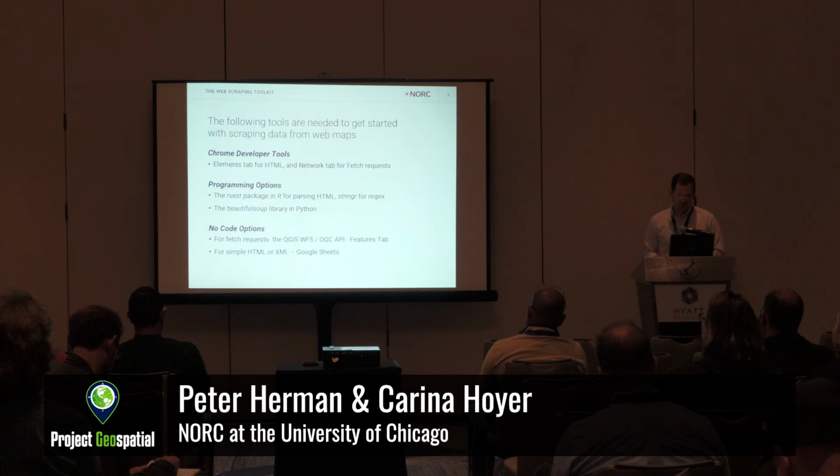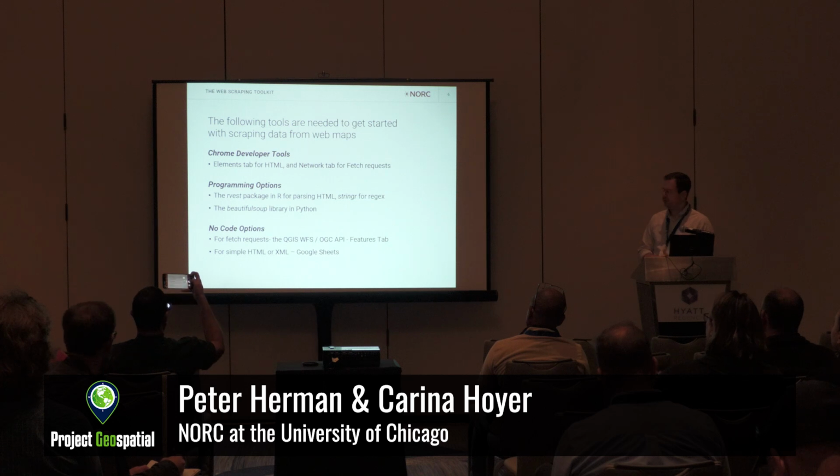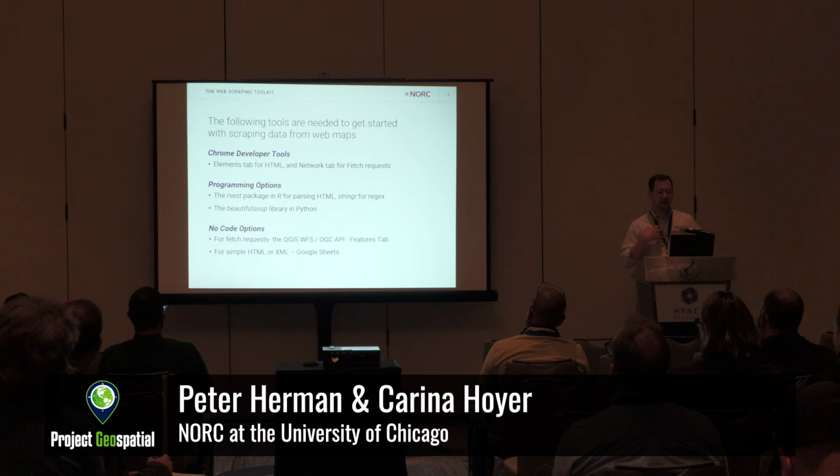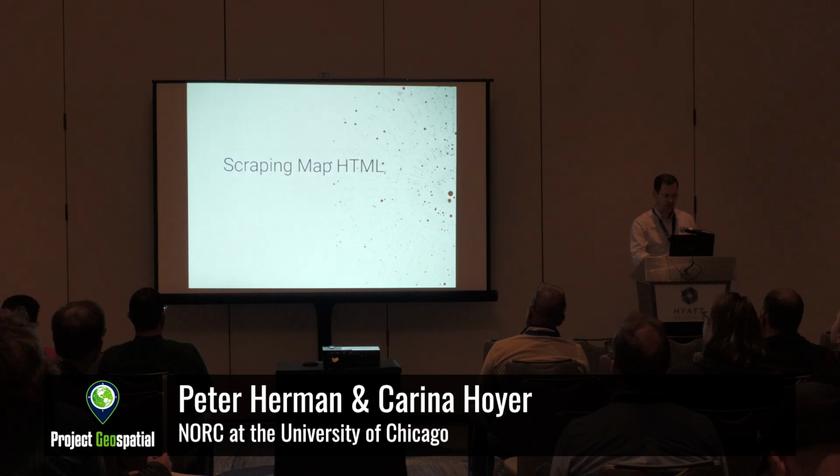So let's just go through the basic toolkit, and we'll show you a lot more about these as we go through our examples here. A basic web mapping toolkit consists of the developer console in your browser first and foremost, and then either a GUI-based, Python, or R-based method for cleaning the scraped data, then making it into the format you want. Again, in this presentation, we're going to show how to do this in R, and then also how to do it using Google Sheets for a kind of no-code option. So let's get into it.